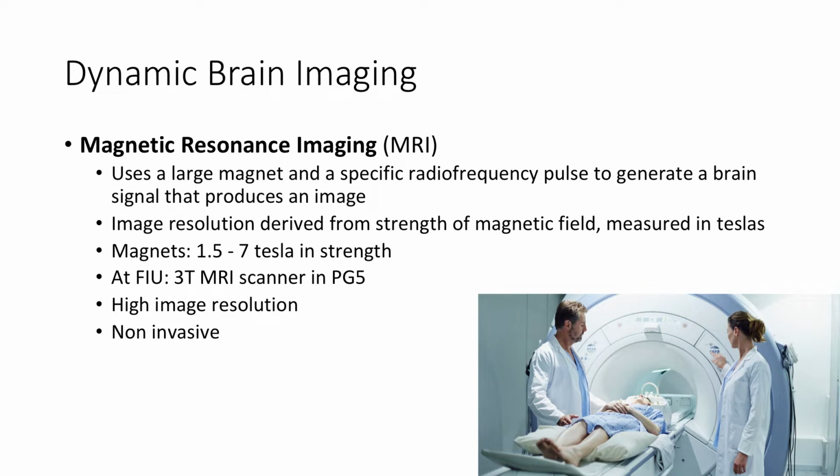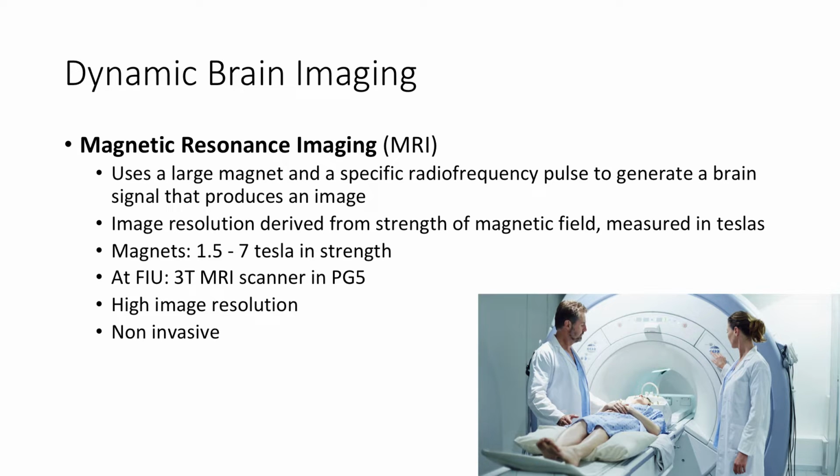Okay, so the next method is MRI. MRI stands for magnetic resonance imaging. In MRI, a large magnet and certain radio frequency pulses generate a brain signal that produces an image. MRI is used to study both brain anatomy and neural function, and it's very non-invasive. So it's safe enough to use repeatedly on volunteers and also on patients. It's technically just a big magnet.